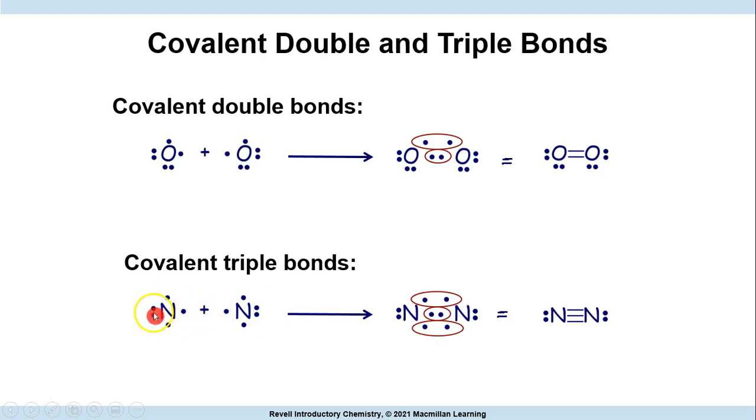Remember, each of them still has a lone pair, and that is what you see here. So this lone pair, the 3 bonds, this lone pair, which is directly equivalent to this. So this is a triple bond, this is a double bond, and that is how they are being formed.